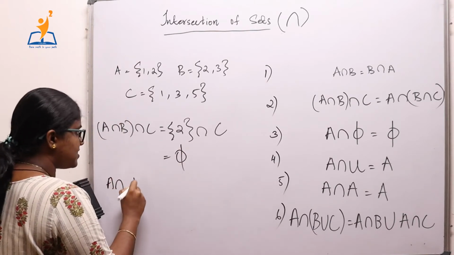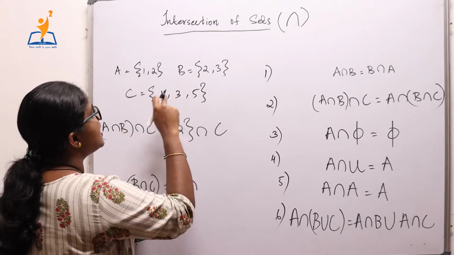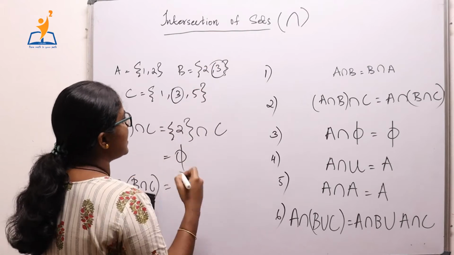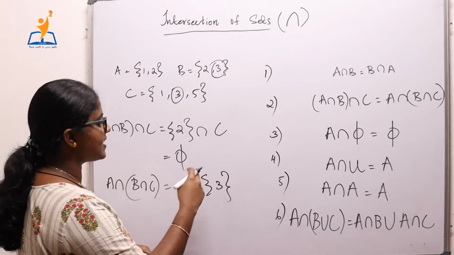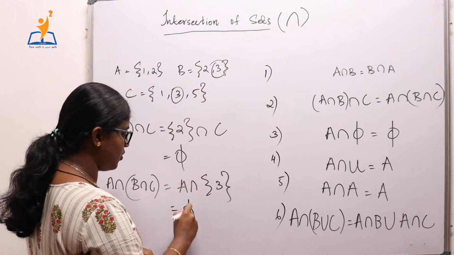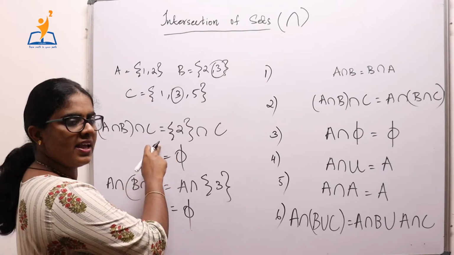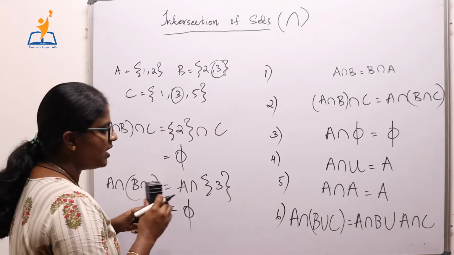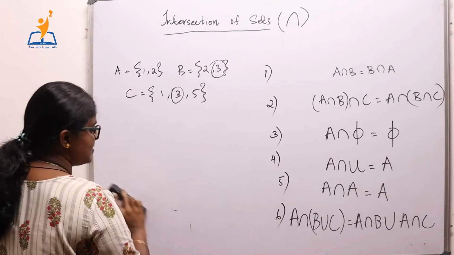What about A intersection B intersection C? First we have to take B intersection C. B and C contain a common element, that is 3. So B intersection C is nothing but 3. Now we have to find A intersection 3. A does not contain 3. Therefore A intersection 3 is also the empty set, that is 5. So A intersection B intersection C is 5. Also A intersection B intersection C is also 5, which means both are equal. We can prove all these properties using Venn diagram, that we will discuss in another class.